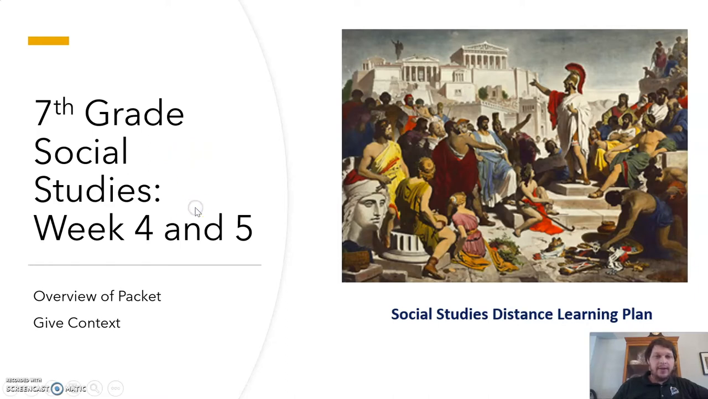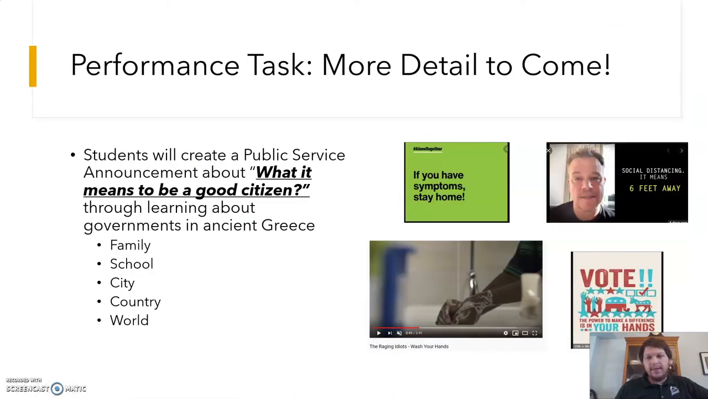How I always start with my classes is focusing on the performance task. At the end of this packet, your scholars are going to be making a public service announcement around the question, what does it mean to be a good citizen? They can focus on their family, being a citizen in their family, a citizen in their school, their city, their country, or their world. I always let my students choose. If you have any questions, talk to your social studies teacher.